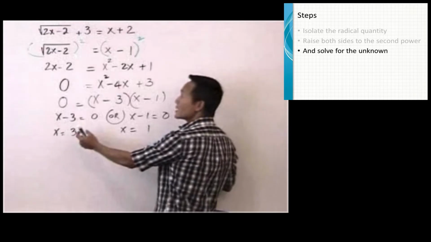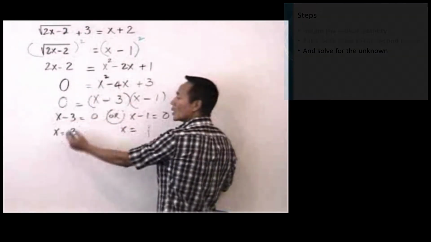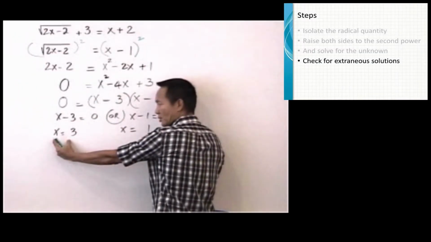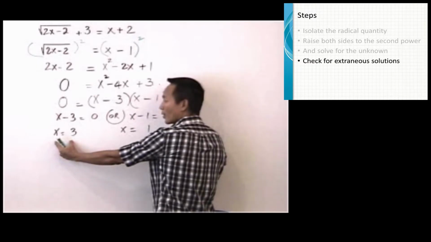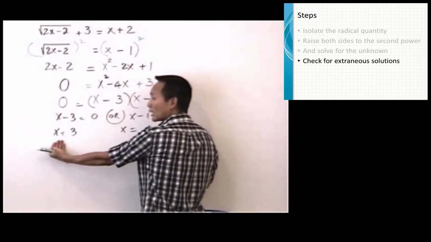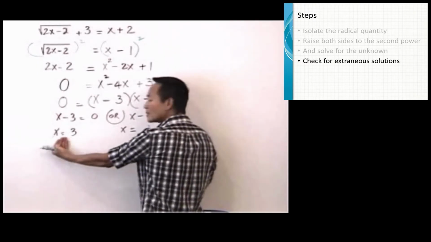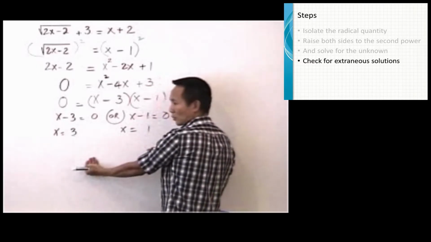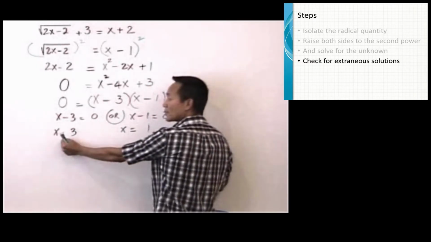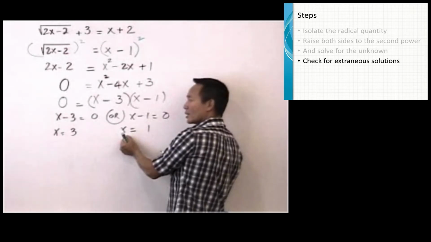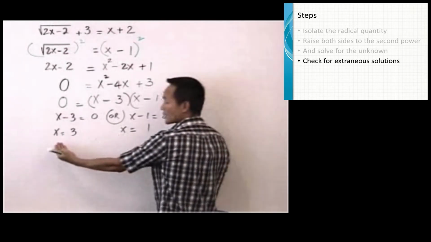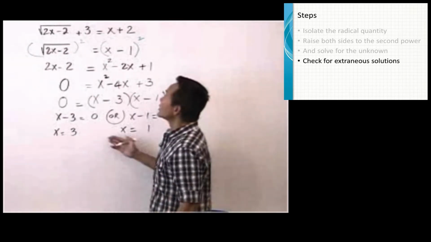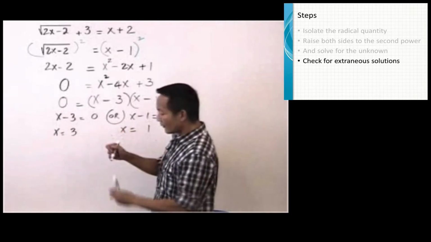Now, since we are dealing with a square root, we have to check for extraneous solutions. Maybe these two would be extraneous. In that case, we don't take them, and we end up with no solution. Maybe one of them is good, one of them is extraneous, or maybe both of them are good. So I am going to check for extraneous solutions.